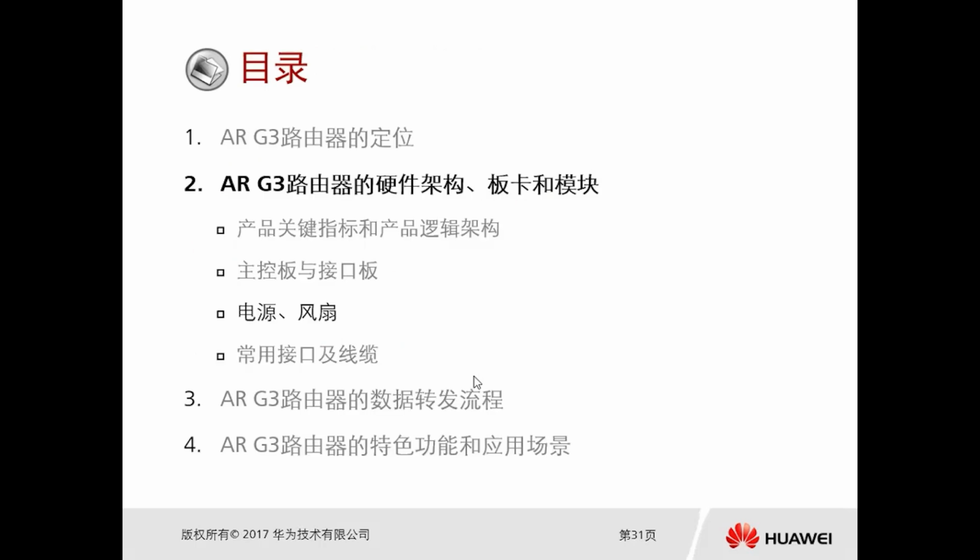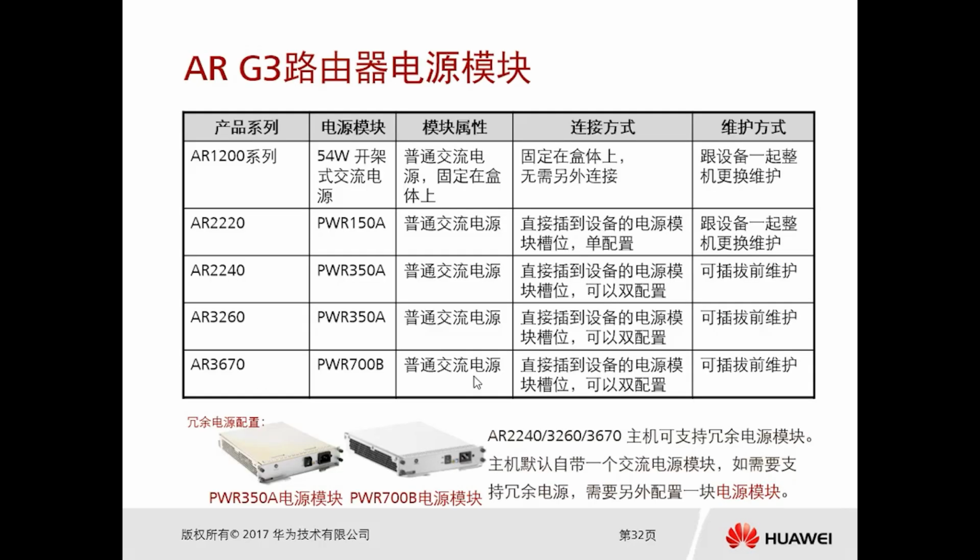Now let's take a look at the AR's power and fan modules. Relatively speaking, this is still quite basic. Now let's take a look at its power module. Its different series have naturally different power modules. So let's take a look. For the AR1200 series, its power module is a 54 watt rack-mounted AC power supply.